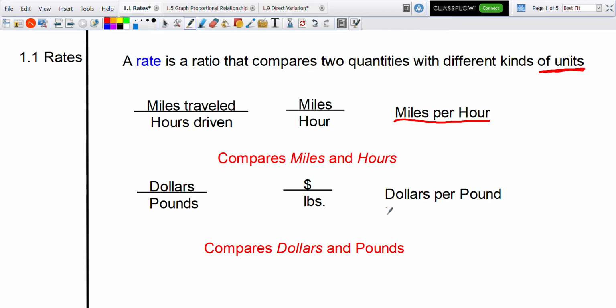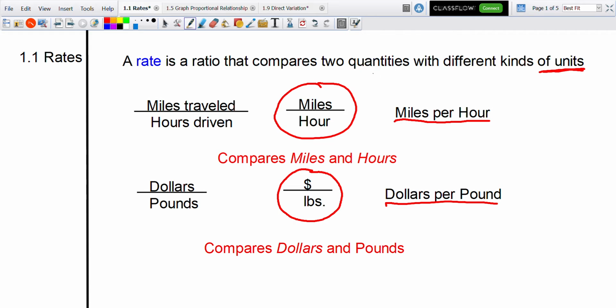Or dollars per pound. If you go to the grocery store and you buy your produce, you're buying things for dollars per pound of that. Dollars per pound of apples, per pound of broccoli, things like that. Okay, and when we talk about that, we're looking to create fractions like dollars per pounds. See dollars over pounds there. Miles per hour on the streets. It's miles over hours, miles per hour.